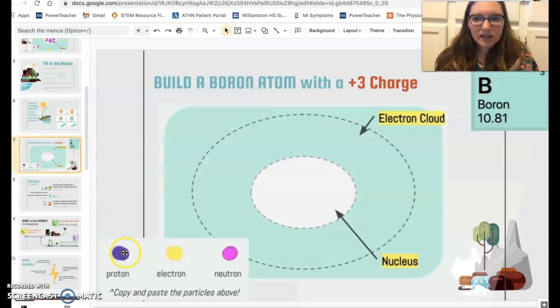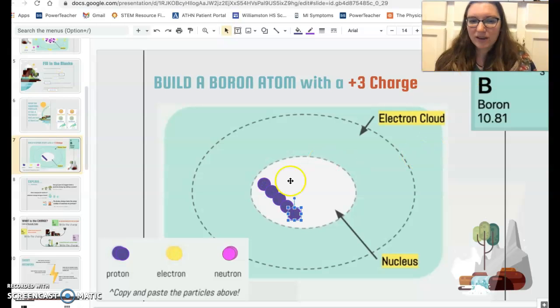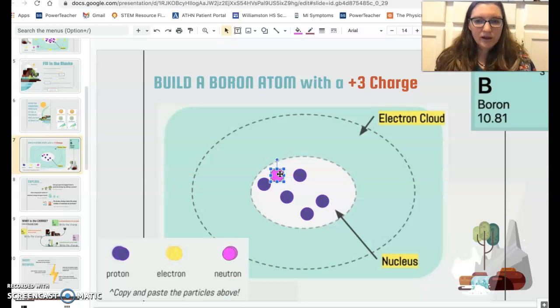Okay, boron. Okay, so this has 5 protons. 2, 3, 4, 5. I can see that because I see the 5 right there. Okay, it has almost 11 atomic mass units, so I'm going to put my neutrons in there. So 11 minus 5 is 6. 2, 3, 4, 5, 6.